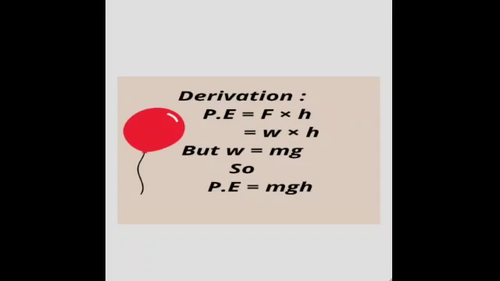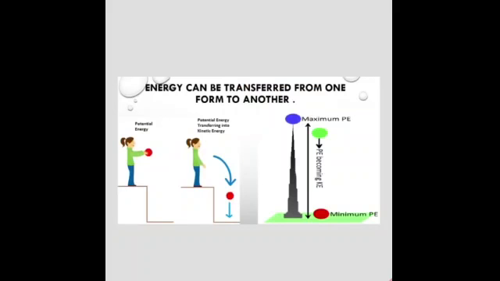So the potential energy depends on mass and height, and it is the product of gravitational acceleration as well. So the potential energy is the product of mass, height, and the gravitational acceleration. Now let me tell you another important point: energy can be transferred from one form to another. It means the potential energy can be changed into kinetic energy.